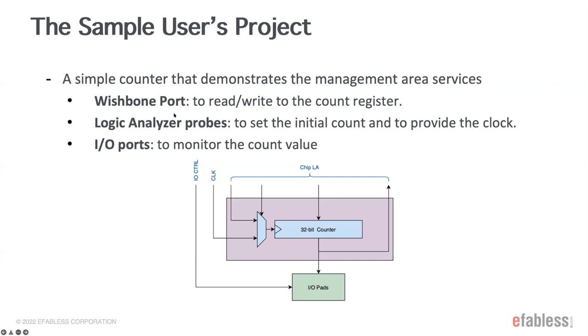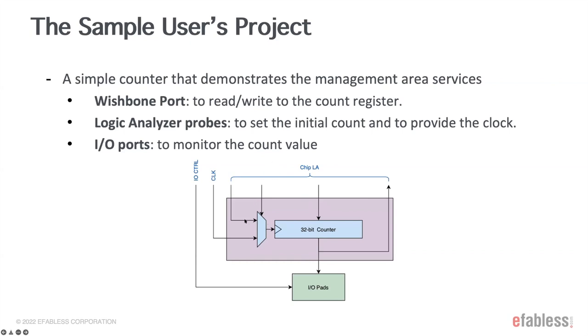And then this counter is connected to the wishbone, so it acts as a wishbone slave. What we can do with the wishbone is to read or write this count register. So the current count can be read or can be set through some instruction or some code running on the management SoC to access this counter as a slave. And then finally, we have logic analyzer probes that can be used to load an initial value to the counter, as well as provide the clock needed for counting.